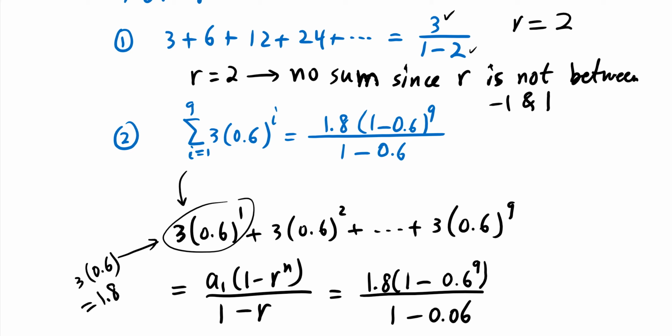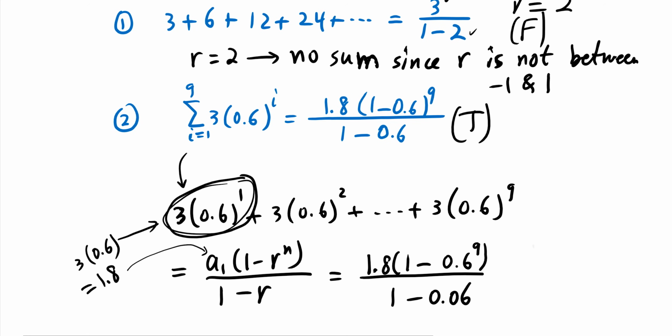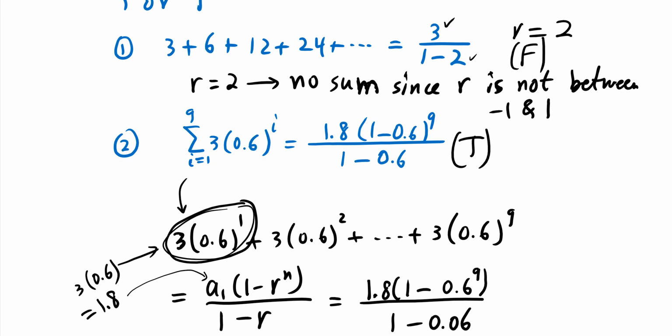A1 is the first term, the circled part, this part, which is 3 times 0.6, 1.8. So I substitute this in here, I got 1.8 times 1 minus R here is 0.6. And n, there's 9 of them, so I put 9 there, over 1 minus R is 0.06. Does that match the given one? Yes, so this is true. So this is true and the first one was false. That's all we have to cover in this section.